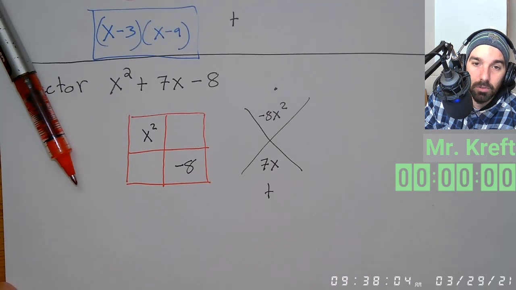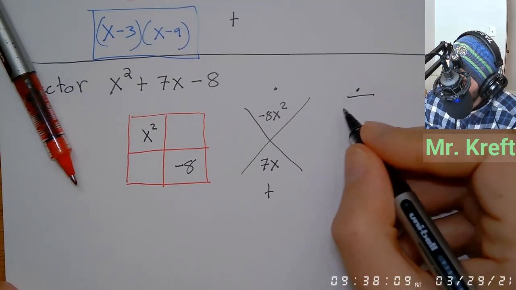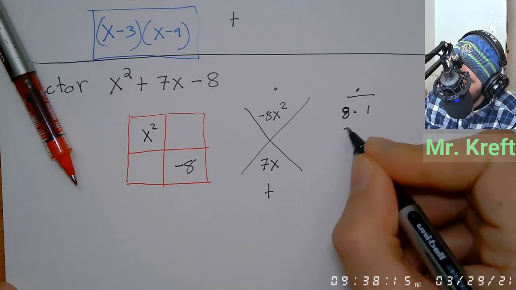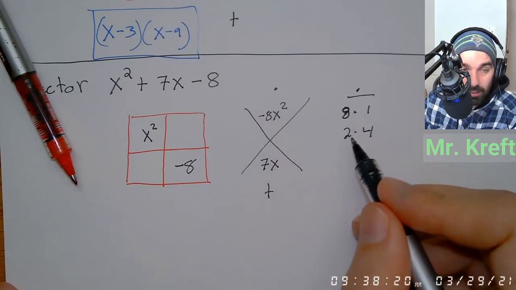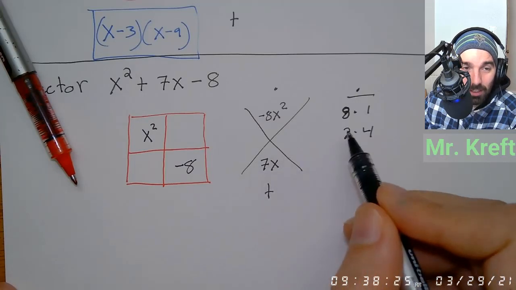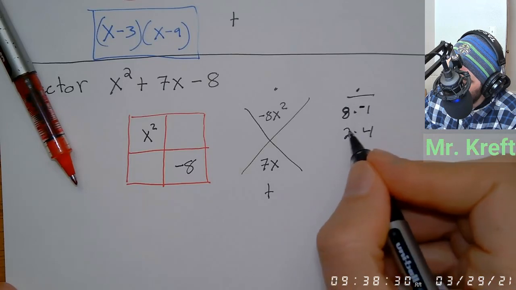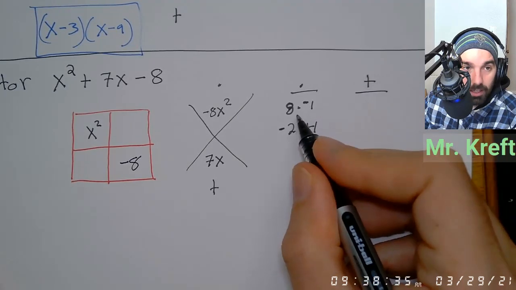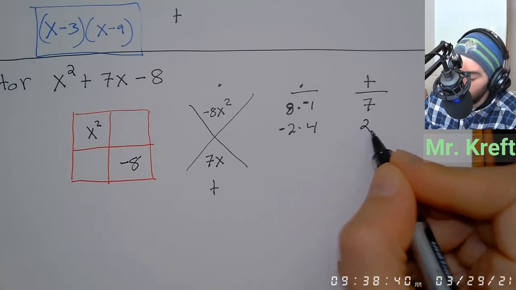Okay, so then I'm looking for things that multiply to 8. That's going to be 8 times 1, 2 times 4. But see how this is negative? So one of them has to be negative. The shortcut here is, since this one's positive, the bigger number has to be positive. So if I go to the adding here, 8 plus -1 is 7, and -2 plus 4 is 2.